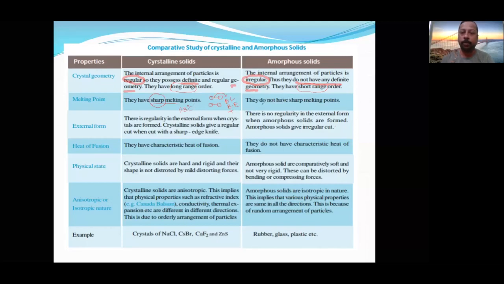But amorphous solids do not have a sharp melting point. So instead of a sharp melting point, what are they going to have? They have a range of melting point. Once you ask the melting point of amorphous solids, you cannot give a single value here. You can say the melting point starts from 110 degrees Celsius to 120 degrees Celsius.